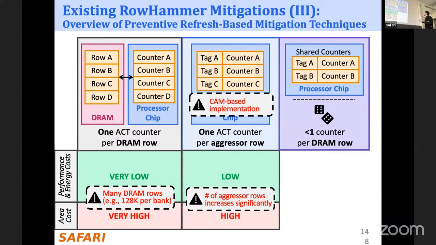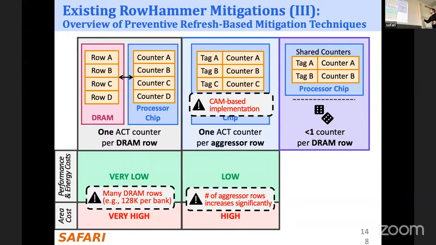And then there are techniques that implement fewer than one counter per DRAM row. That can be, for example, PARA. It implements no counters per DRAM row. It's just a random number generator. And there are techniques that explicitly share counters across DRAM rows. That's like 512 DRAM rows will share one counter.